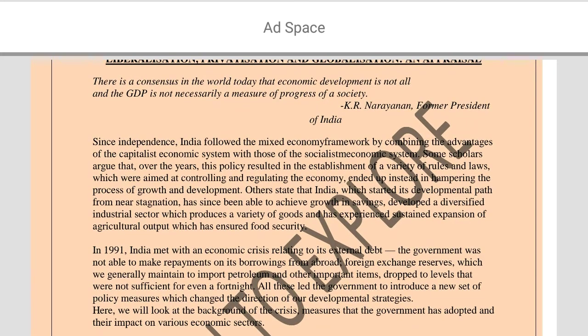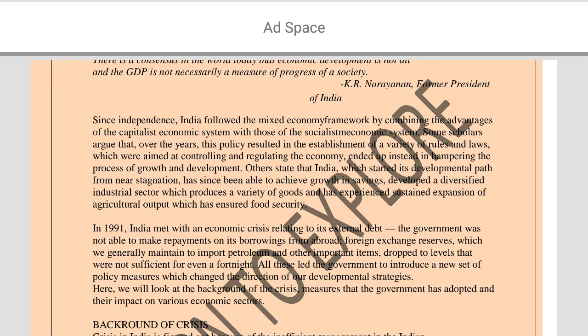Since independence, India followed the model of a mixed economy, where we took the advantages of both systems, the capitalist economic system and the socialist economic system. Some scholars argue that this policy resulted in the establishment of a variety of rules and laws aimed at controlling and regulating the economy. They argued that this system of mixed economy ended up hampering the process of growth and development, while another group of scholars said this model helped India to develop a diversified industrial sector which produces a variety of goods and experienced sustained expansion of agricultural output which has ensured food security. So this was the viewpoint of the other group.